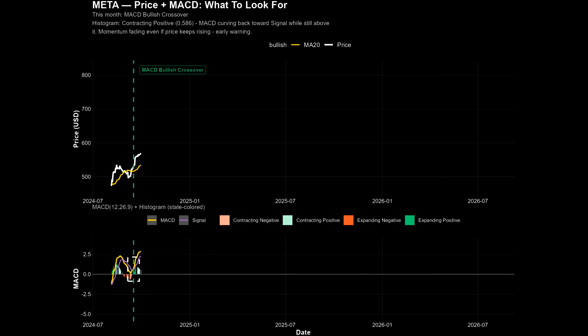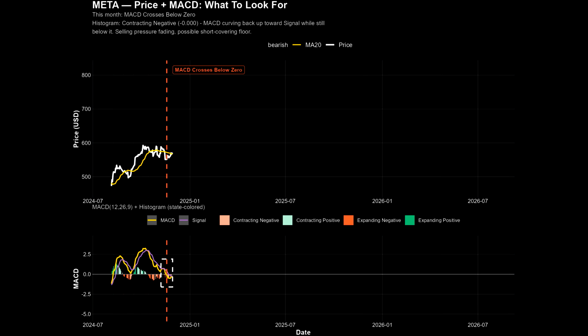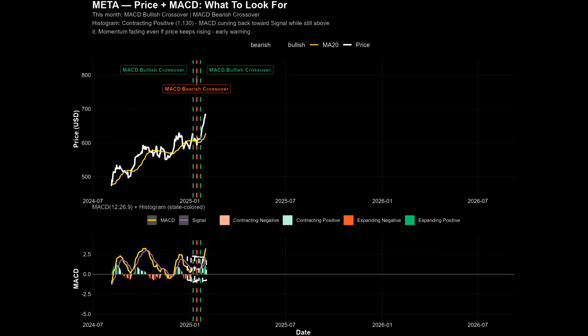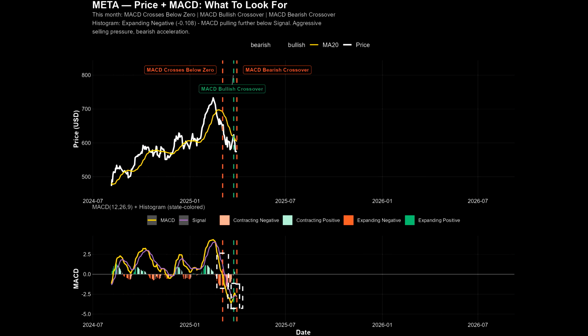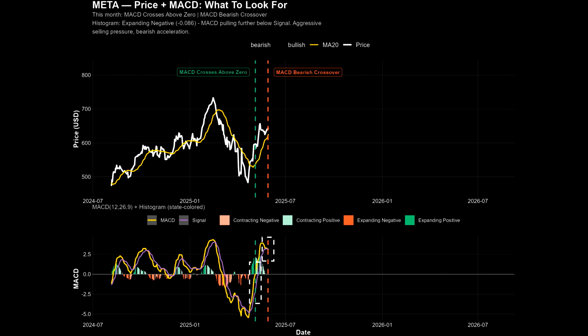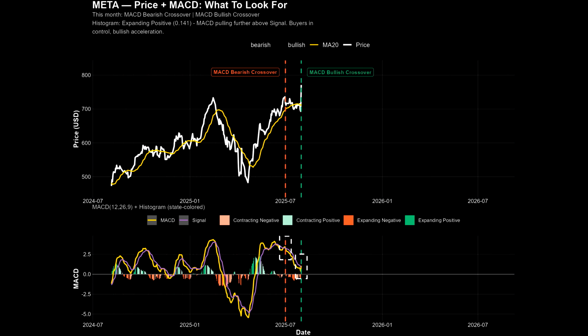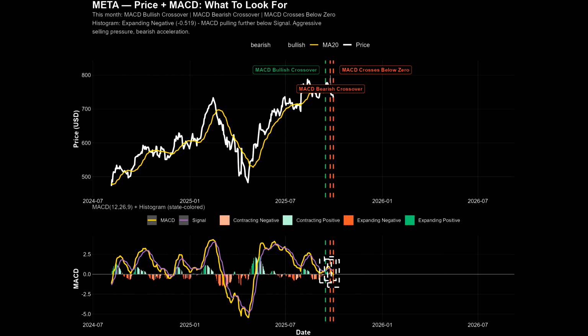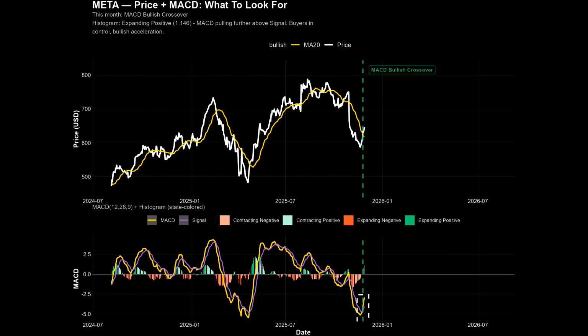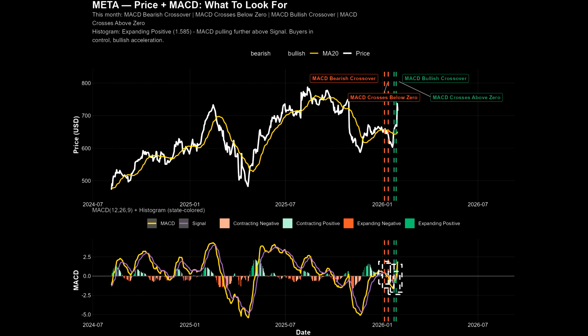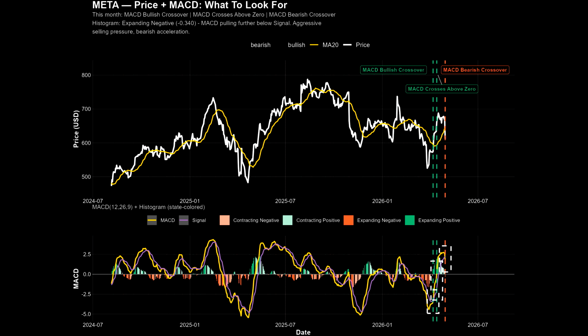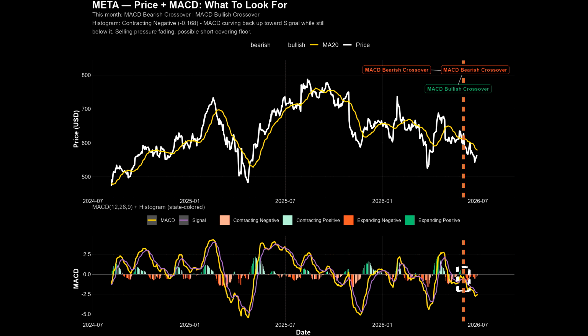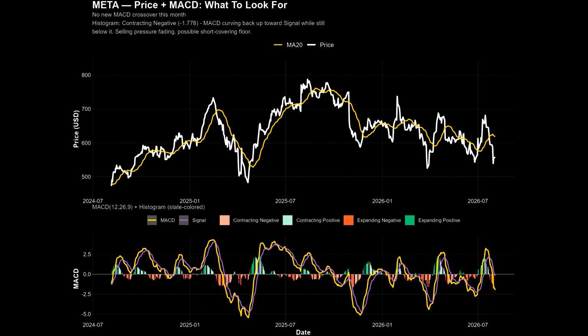Here's MACD laid over a real Meta price chart, color-coded by histogram state. Contracting negative, contracting positive, expanding negative, expanding positive. In this chart, a bullish crossover fires as price is basing near its 2026 low. MACD then crosses above the zero line, confirming the shift from a bearish to a bullish regime. But that confirmation is short-lived. Within days, a bearish crossover follows.